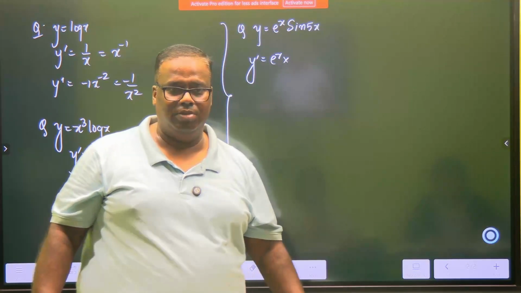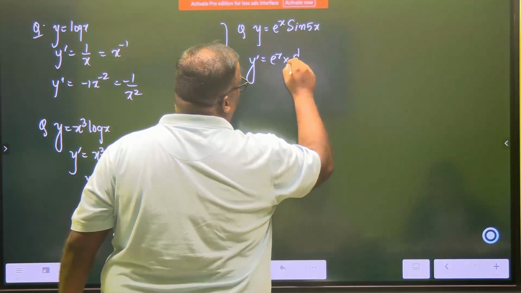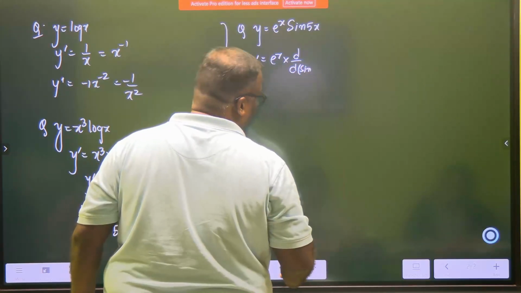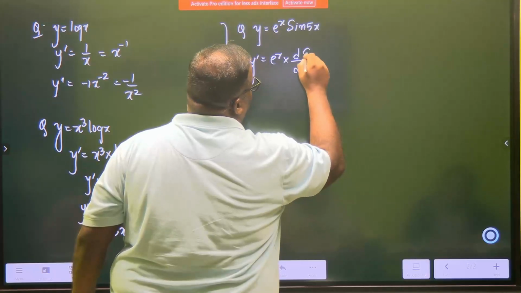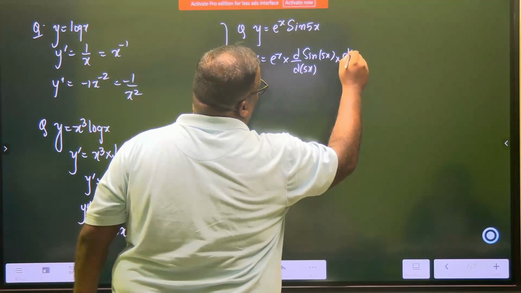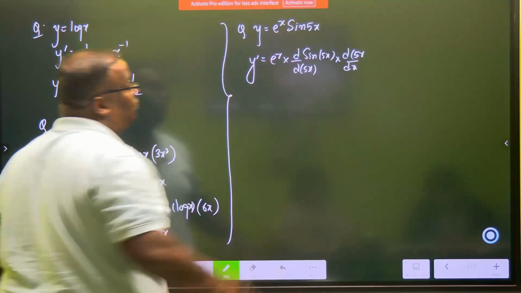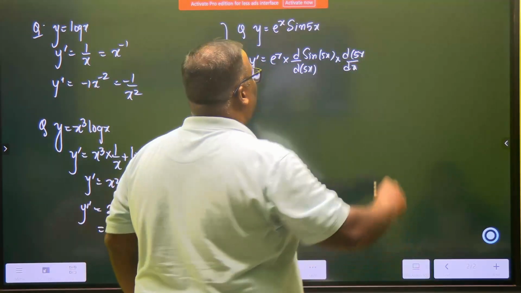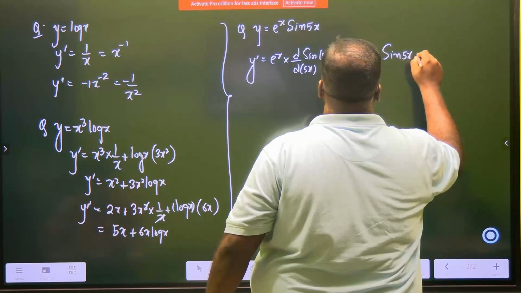So I'm writing this step in an elaborate manner. This would be into the differential. Here I will differentiate it with respect to 5x, and this is d sine 5x, and then I have to do d5x by dx. So this is just first function into differential of second. We're not yet done. Now we have to do second function into differential of first.